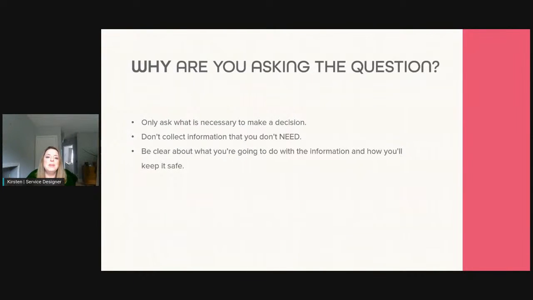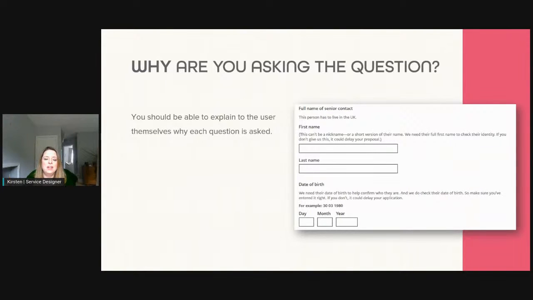Also, try and be clear about what you're going to do with the information and how you'll keep it safe. And also think about how easy it is to manage and analyse that data, because the more you collect, the more you're going to have to spend time reading it, analysing it, reviewing it. A really important thing to think about is to be able to explain why to the person completing the form, why each question is asked.